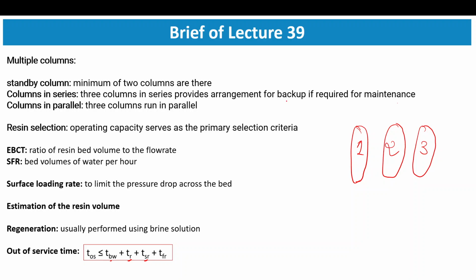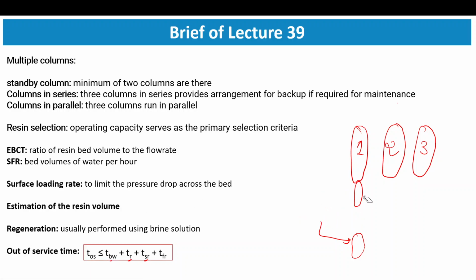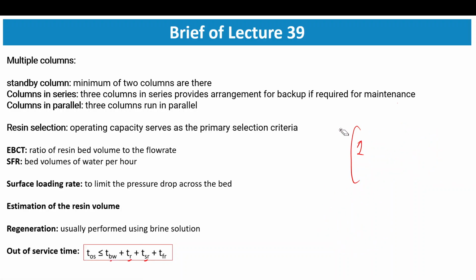And last is the parallel, where you are dividing the wastewater stream into three different columns, right? And you can say you are bypassing also. So this is how it works. Next is the resin selection.